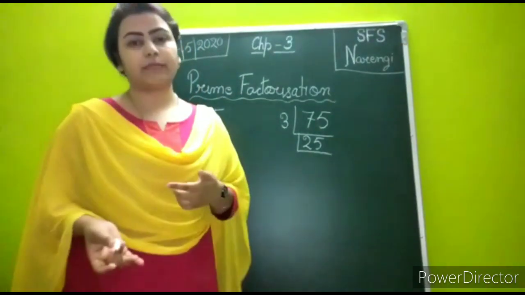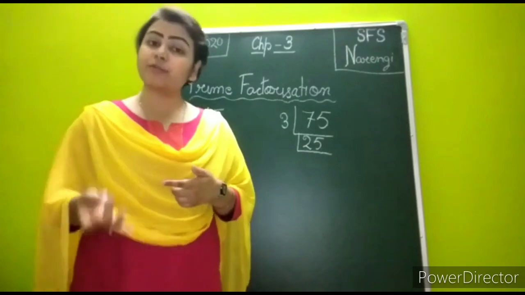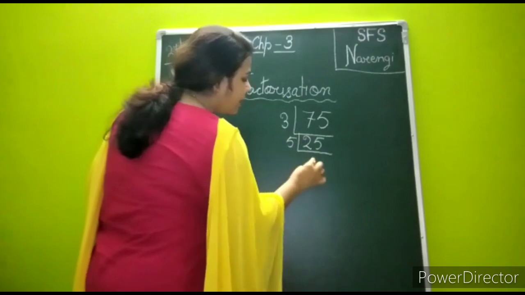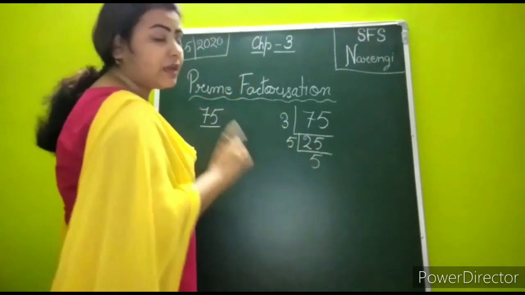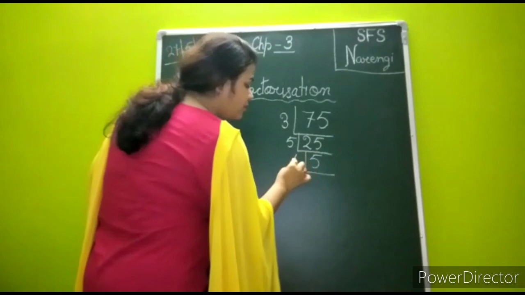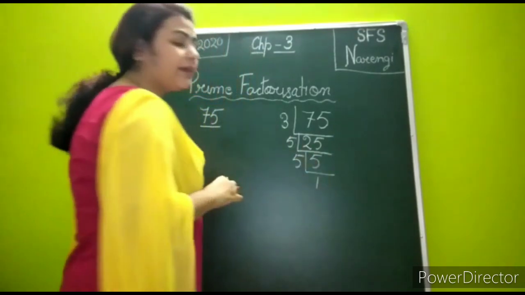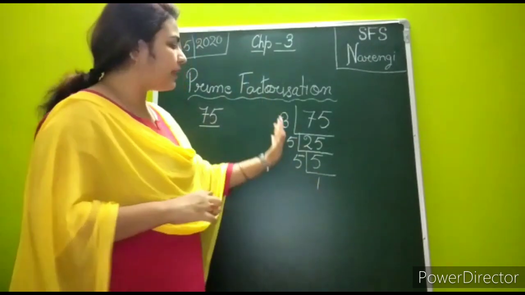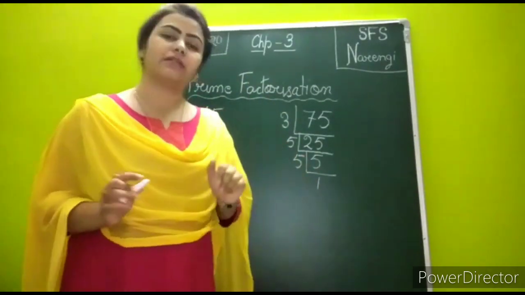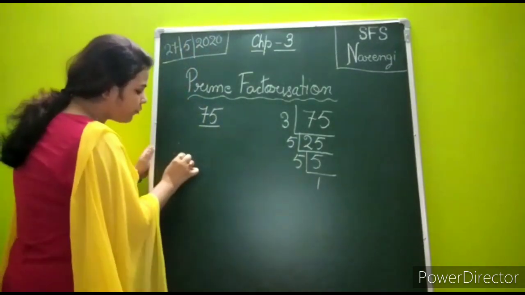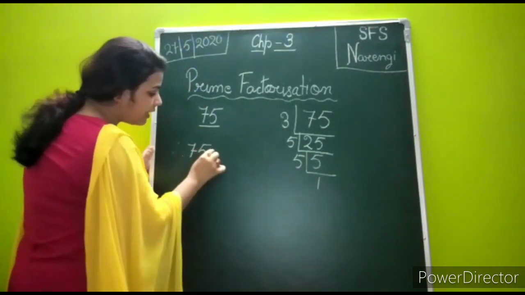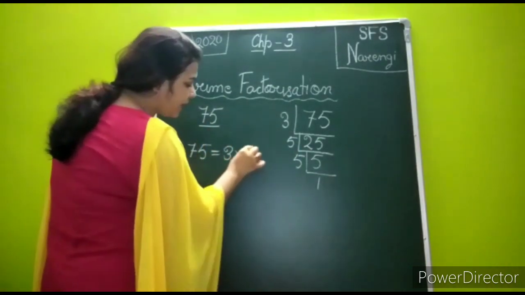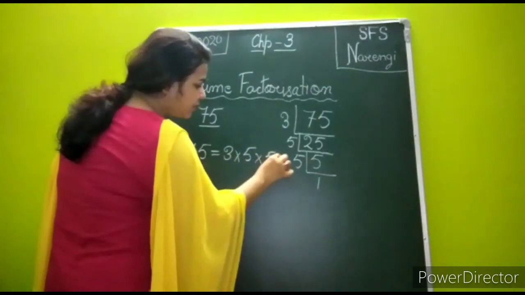So, which is the next prime number that comes? The next prime number is 5. So, 25 is divisible by 5. 5 5s are 25. Now, 5 again we will have to divide by what? 5. So, 5 1s are 5. Right? We have reached the point 1. So, the prime factorization of 75 is complete. So, what are we going to write? Therefore, 75 equals 3 into 5 into 5 into 1.